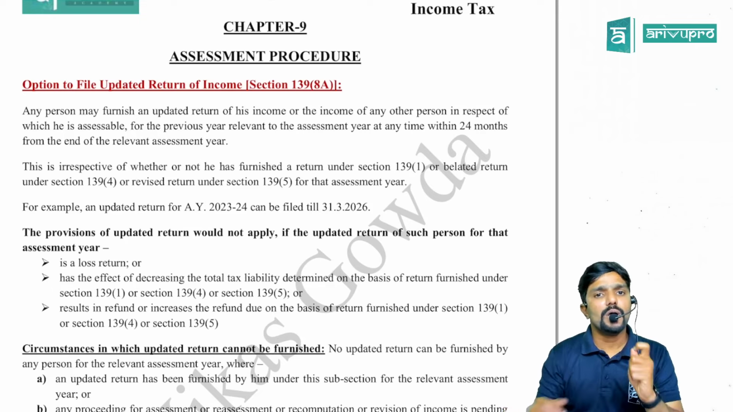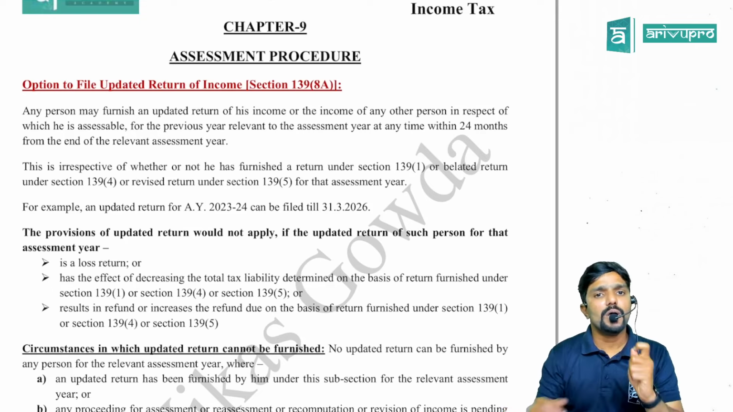Then any proceedings for the assessment or reassessment or recomputation of or revision of income is pending or has been completed for the relevant assessment year. In this case, means a case against me is pending. Department has initiated computation or assessment or reassessment of my income or revision of my income. So it is still going on or it is completed just now. Can I file an updated return for that year? No, you cannot. So these are the 5 cases, guys. Totally 5 cases are there where you are not allowed to file an updated return.